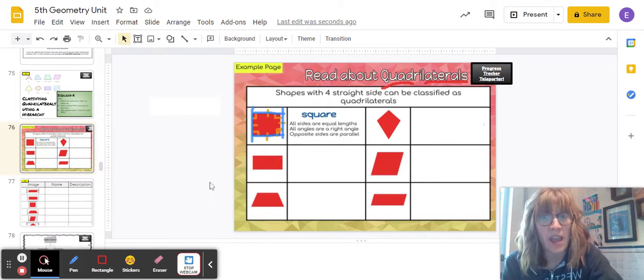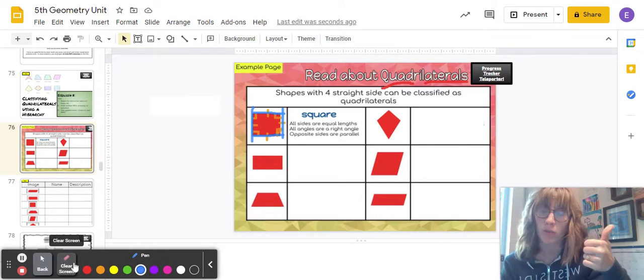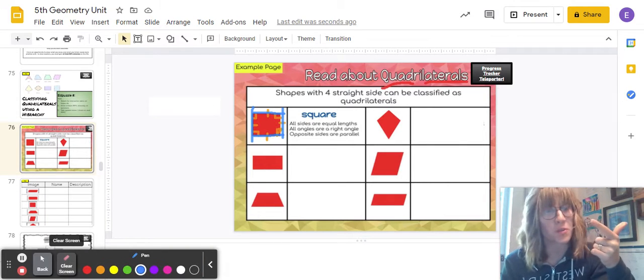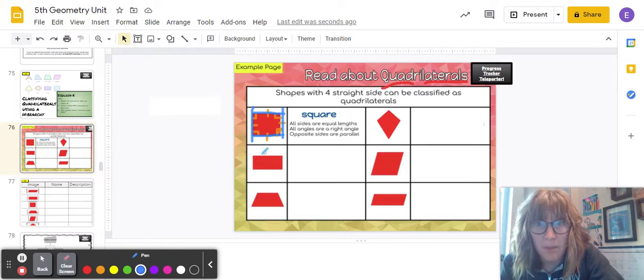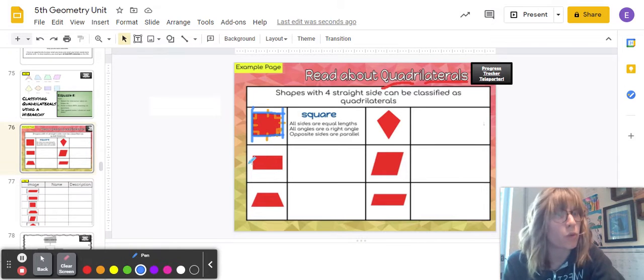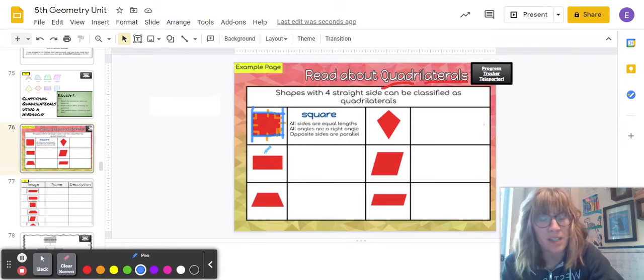Just slightly different, right? We have this shape. It also has four sides. It also has two sets of parallel sides. And it has the four right angles. But what's slightly different, right, is that it's a little stretched out.